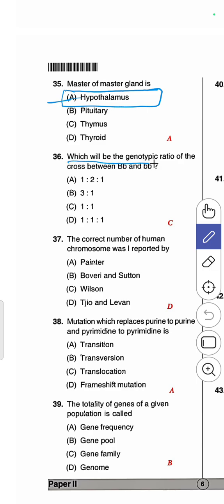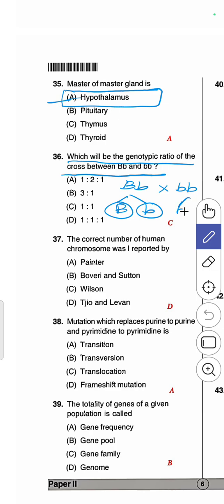Which will be the genotype ratio of the cross between BB and BB? If you make a cross, that is BB into BB, you will get two gametes. In this one you will get a single gamete, so that is BB BB, that is 1:1. So C is the right answer for this question. So 36, C is the right answer.